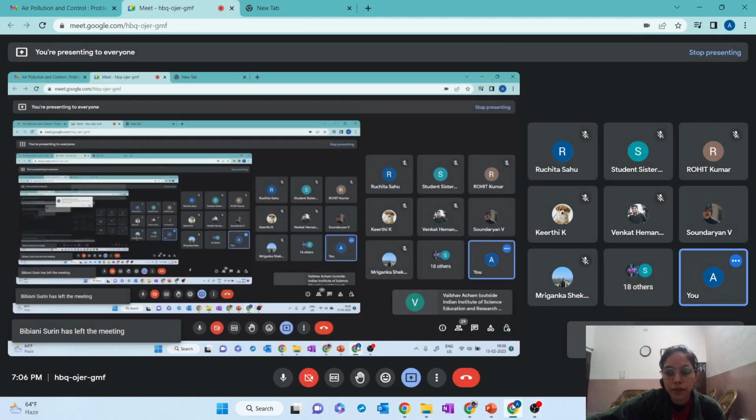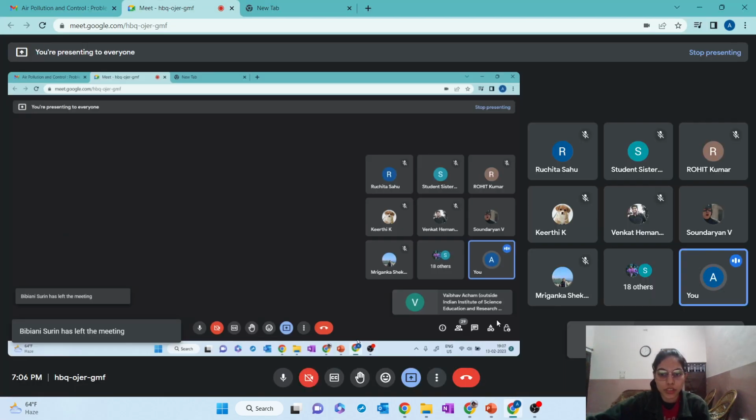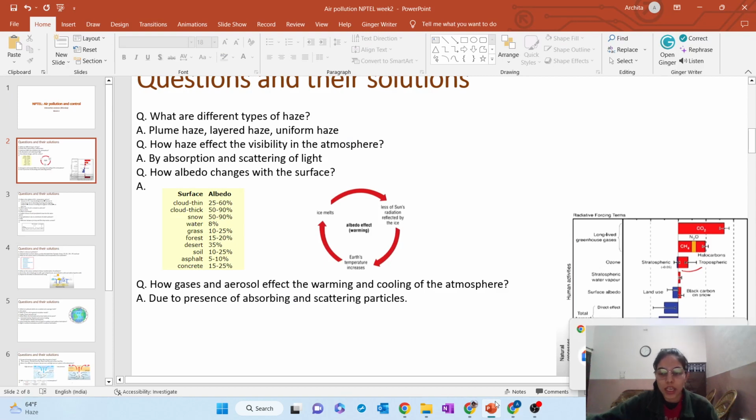And then in the lecture series, there's a discussion about the general circulation, the atmospheric inversion that happens in the atmosphere. And so we'll touch upon all of these topics one by one via questions. Let's start. Okay. So first is haze.